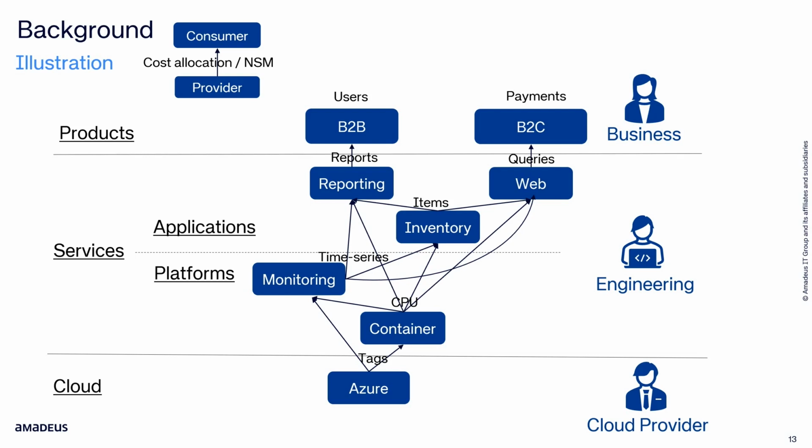The cost of reporting grows with the number of reports. The cost of web grows with the number of queries. Finally, the value of the B2B product is measured with the number of users. The value of the B2C product is measured with the number of payments made.